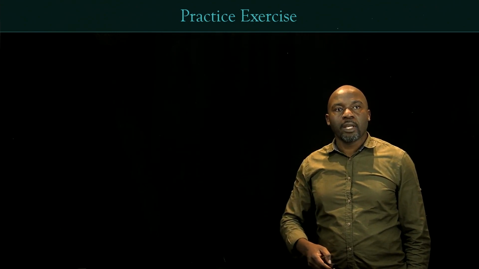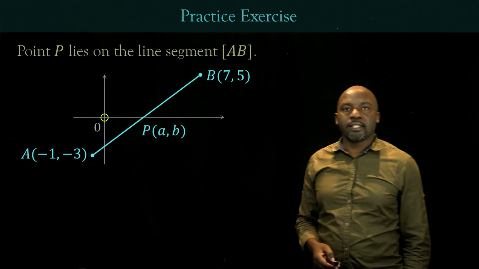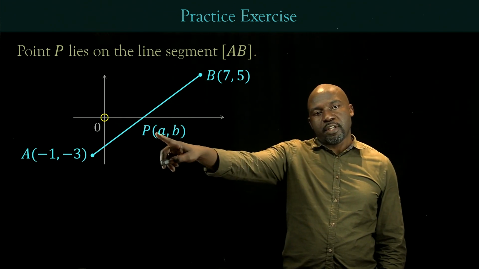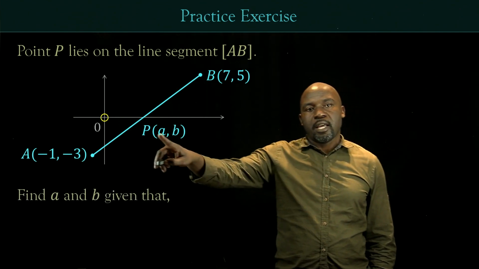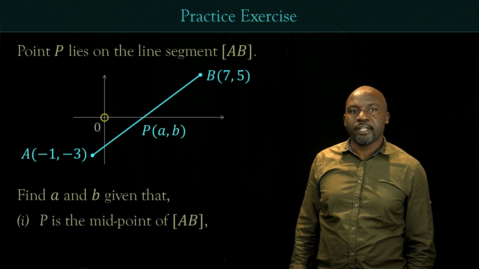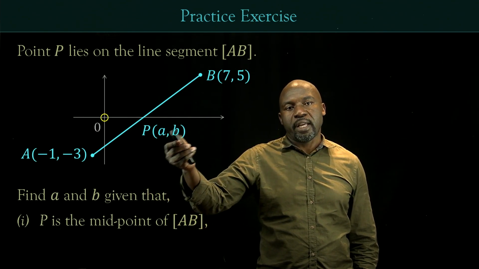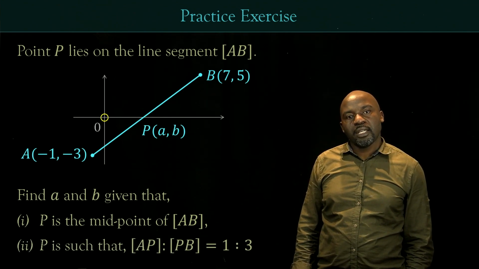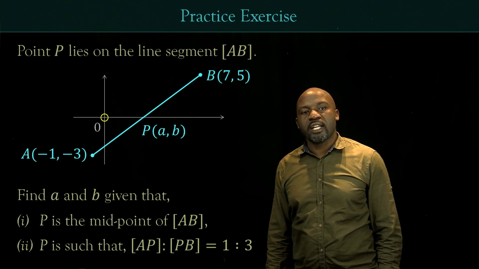Let's move on. Here's another practice exercise. Again, you will pause the video and see if you can answer this. Point P lies on the line segment AB as shown. There's a point P there, I've not indicated where. Find the coordinates A and B given that P is the midpoint of AB. So if P is the midpoint of AB, what are the values of A and of B? Part 2 is if P lies on AB so that AP to PB is 1:3.